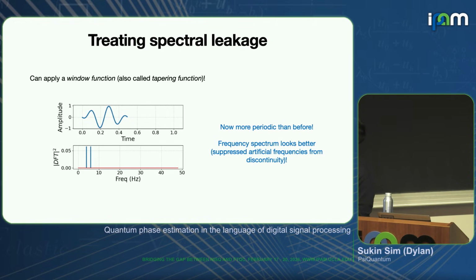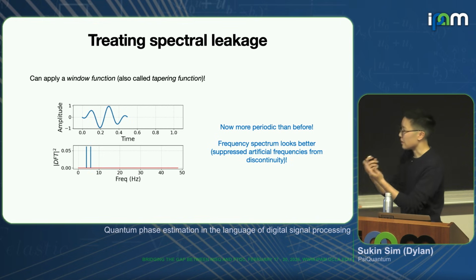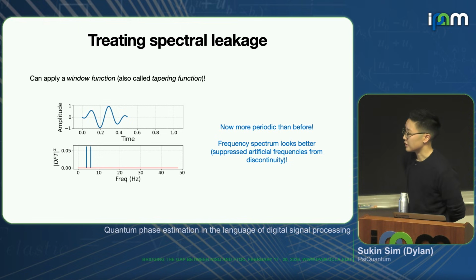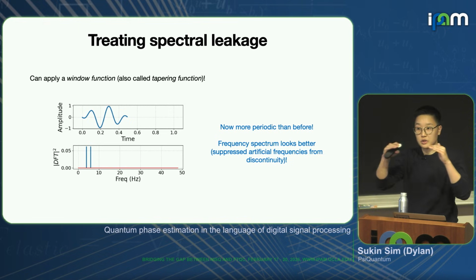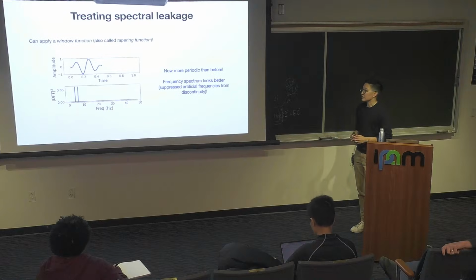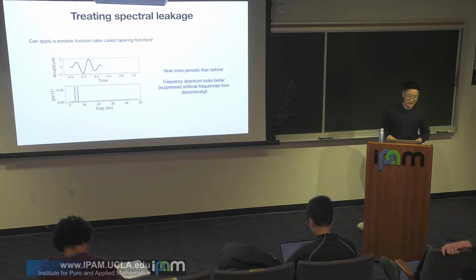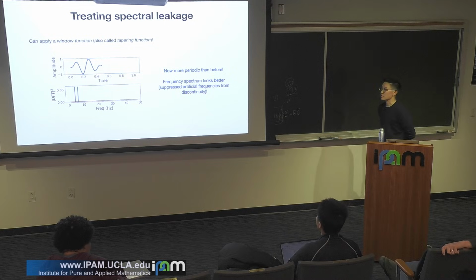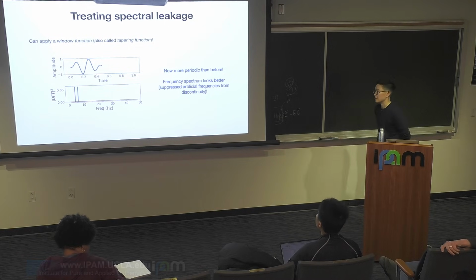Now if you were to take the discrete Fourier transform and plot the power spectrum, you see a slightly broadened peak at about 5 Hertz, but all the other artificial frequencies further away have disappeared. And a qualitative reasoning is that if you were to do the same picture of putting these samples next to each other, these tapered signals are a lot more periodic than before, with this sharp discontinuity.